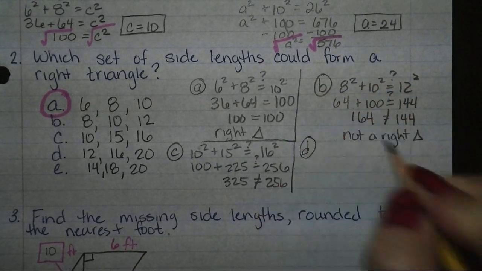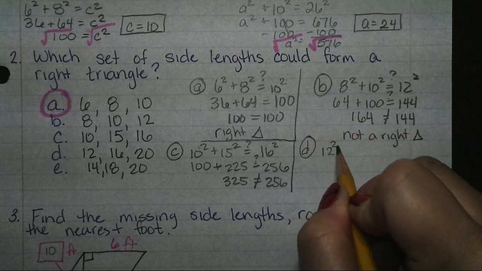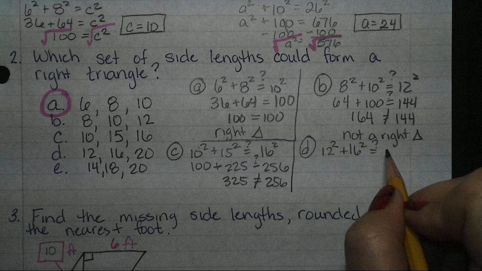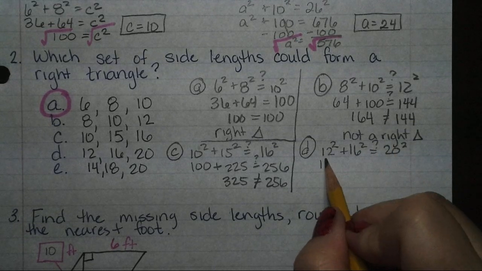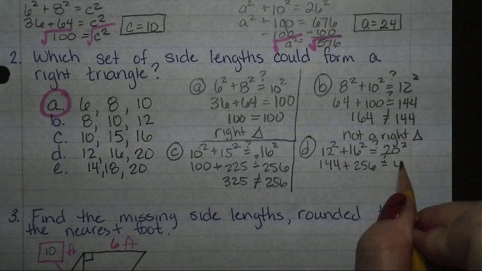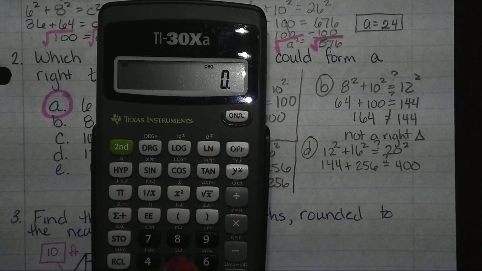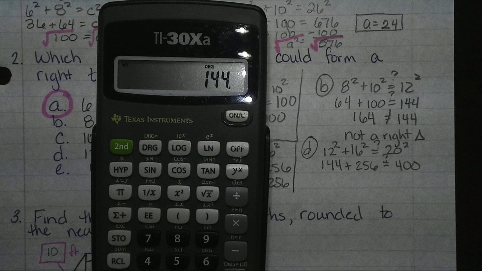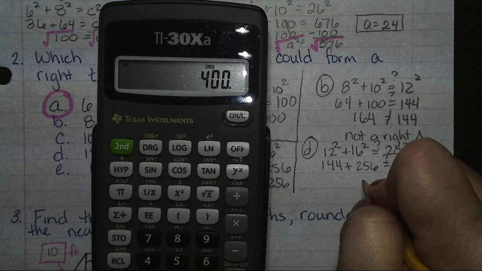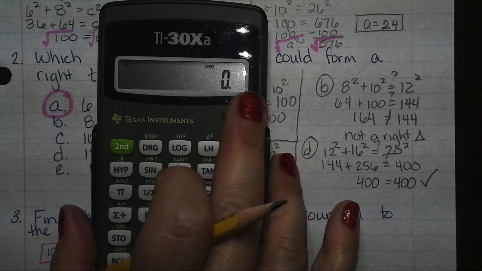And let's try D right here. All right, so D, I told you, does work out. Let's see why. So we have 12 squared plus 16 squared. Does it equal 20 squared? So we got 144 plus 256. Does it equal 400? I'll bring the calculator out for this one. If we add 144 plus 256, it equals 400. So 400 equals 400. So it is a right triangle.